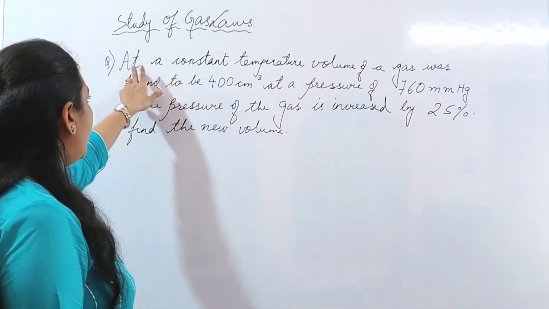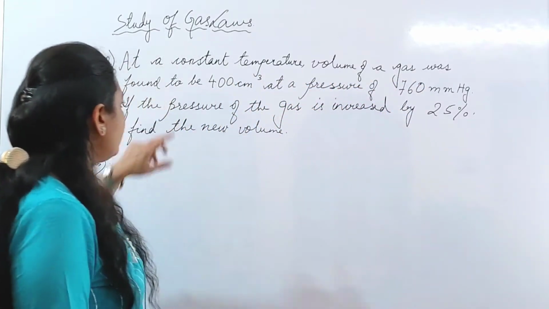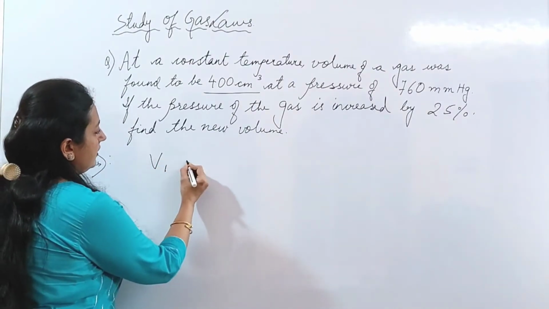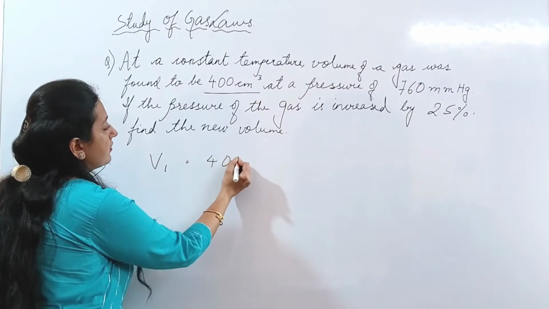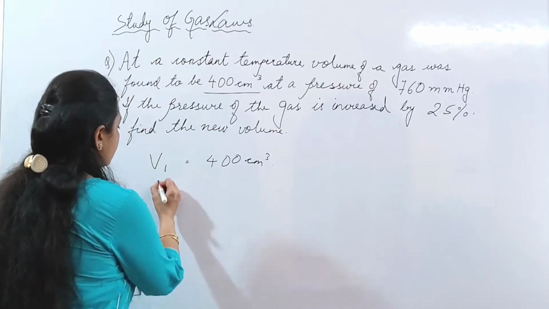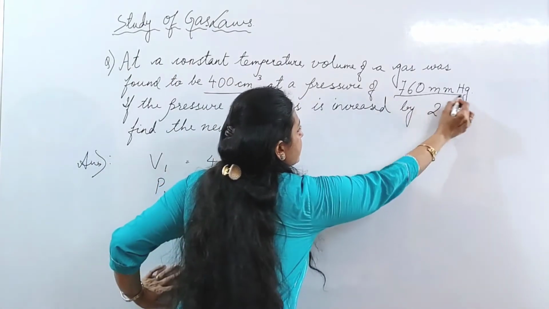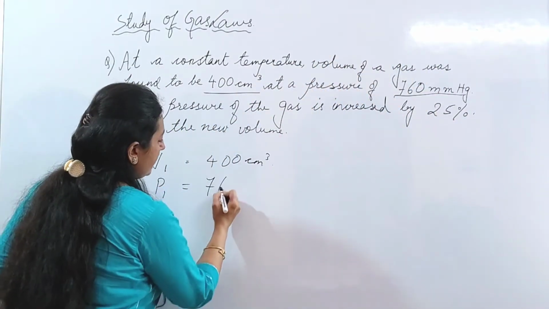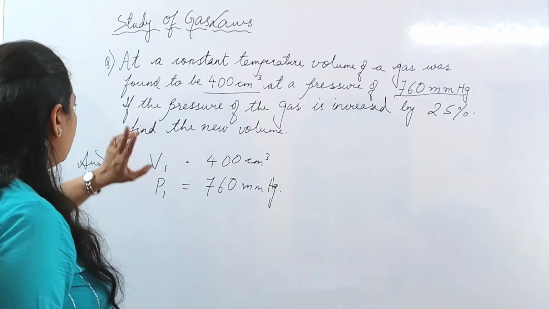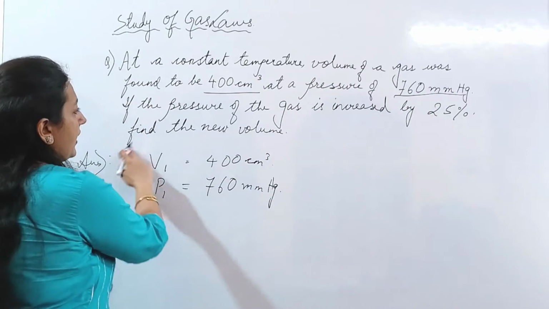The question says, at a constant temperature, volume of a gas was found to be 400 centimeter cube. So let us write down what is given. Volume of the gas is 400 centimeter cube. At a pressure of, so pressure is also given. When volume is 400 centimeter cube, the pressure is 760 mmHg. If the pressure of the gas is increased by 25%, find the new volume.